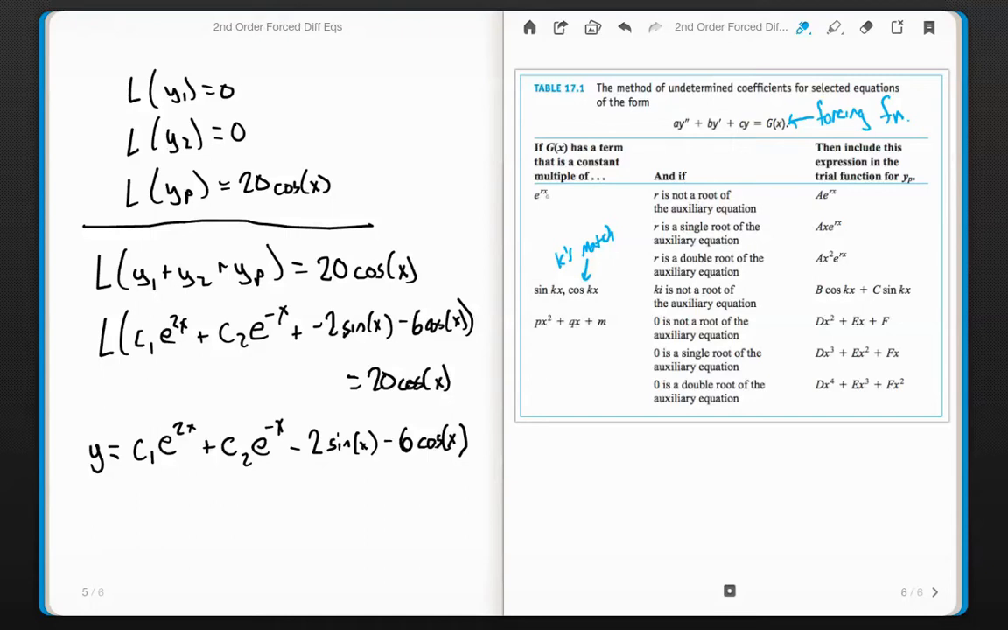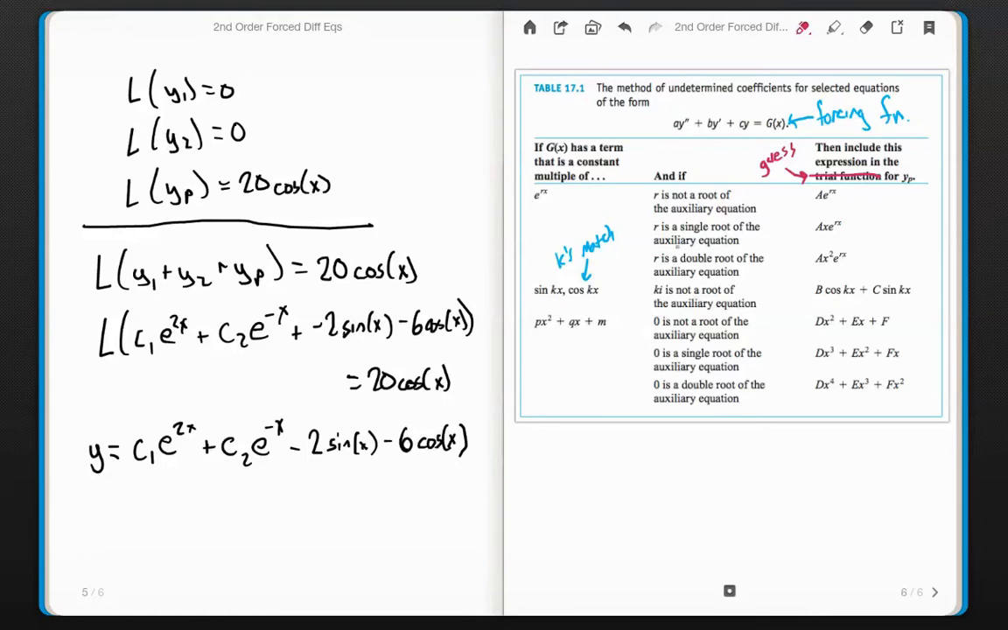Now, what if it's an exponential, right? If our forcing function over here is an exponential, r is not a root of the original equation, right? The complementary equation, they call it here auxiliary equation. So r didn't show up in our complementary solution, then we can just use A e to the rx as our guess. They call it a trial function. I call it, let's cross that out here. Then include this expression in the guess. I like to call it a guess because that's really what we're doing. So include A e to the rx, right?